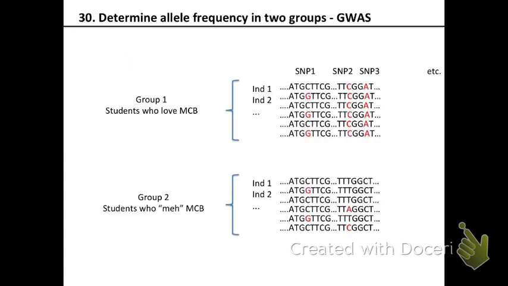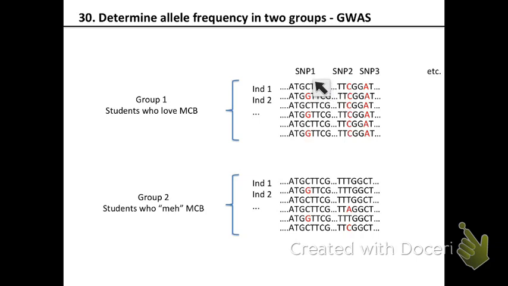All right, so how are these genome-wide association studies done? They're basically trying to determine the allele frequency in two different groups that they're comparing, okay? So let's say I took the population in this room and sequenced your DNA and determined the SNPs in these groups, and separated you guys into students who love MCB and students who are meh about MCB, right? Then I will have certain individuals, 1, 2, 3, and so on, and some other ones in this group, 1, 2, 3, and so on. And for each person, I'm going to have the DNA sequence of each person, okay?